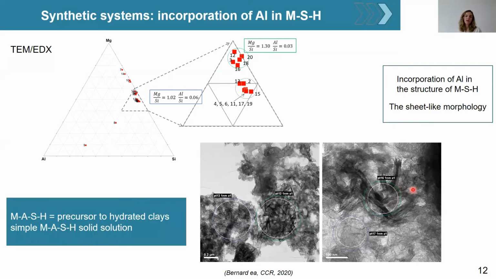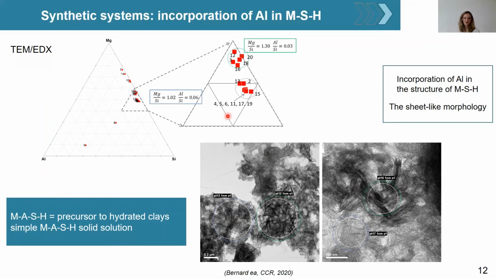So here we observed a new phase, which is a magnesium aluminate silicate hydride. It's really similar to M-S-H. It contains a small amount of aluminium. And for this phase, we suggested very simple thermodynamic data.